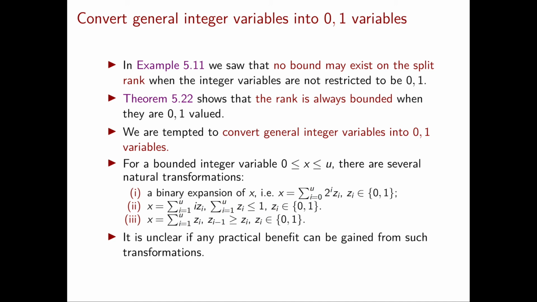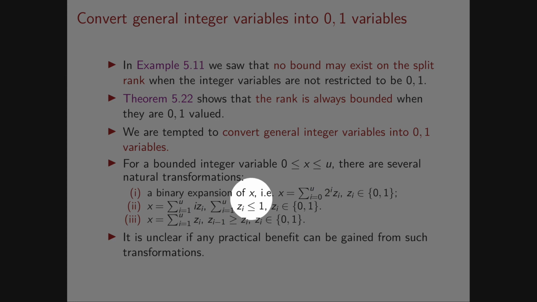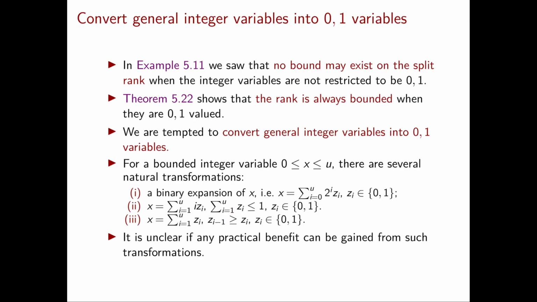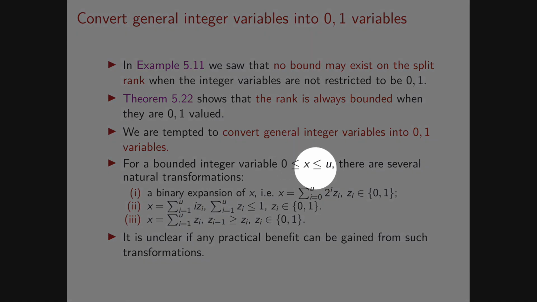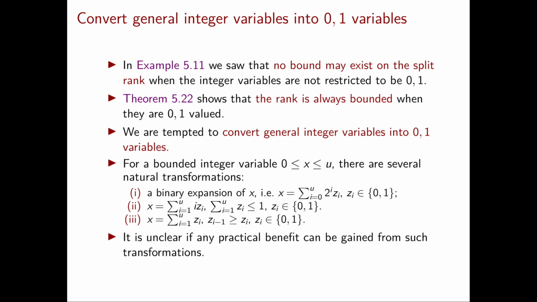The most immediate idea is to just use a binary expansion of an integer point x. Namely, we write x as the sum of 2 to the i zi for binary variables zi. In this case, if our original integer variable is between 0 and u, then we need log u new binary variables.